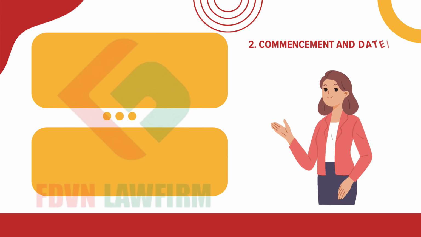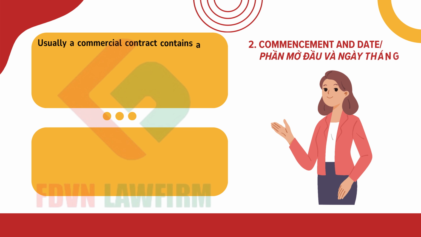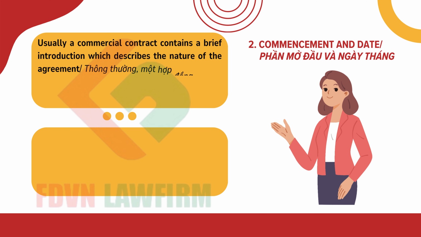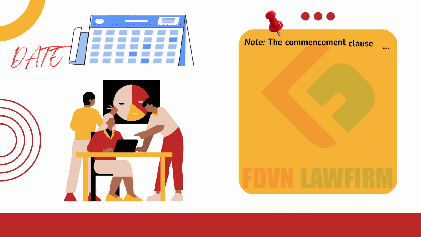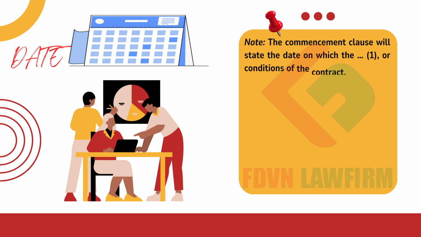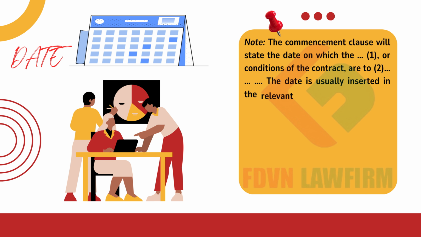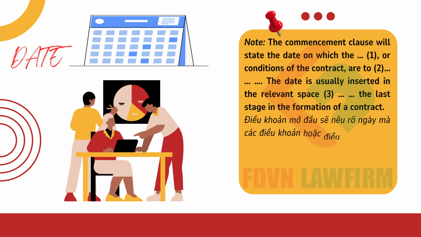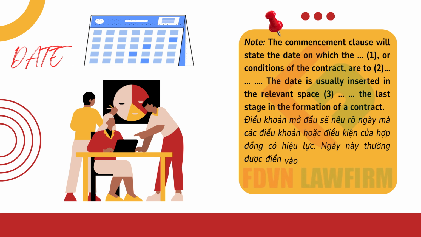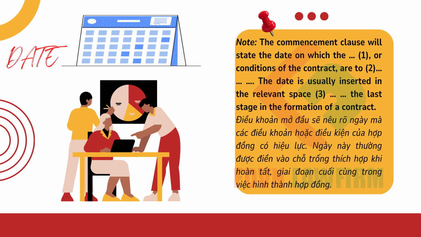2. Commencement and date. Usually a commercial contract contains a brief introduction which describes the nature of the agreement, for example, "this agreement for the sale of" or "this share agreement." Note, the commencement clause will state the date on which the provisions or conditions of the contract are to come into effect. The date is usually inserted in the relevant space at completion, the last stage in the formation of a contract.